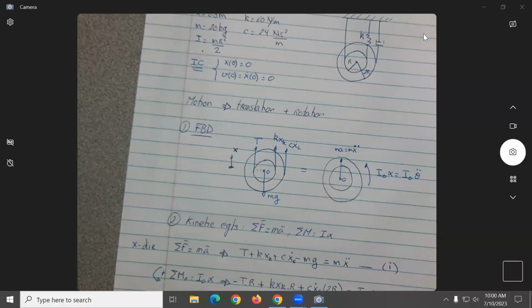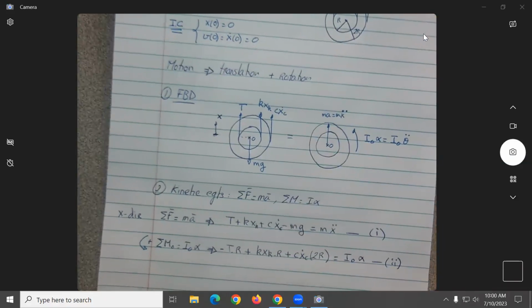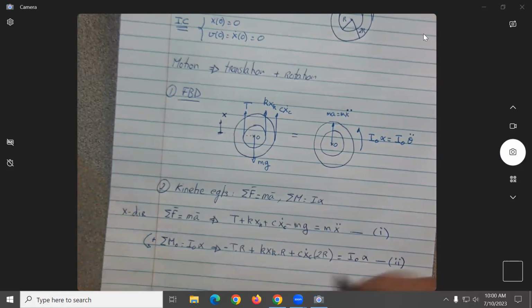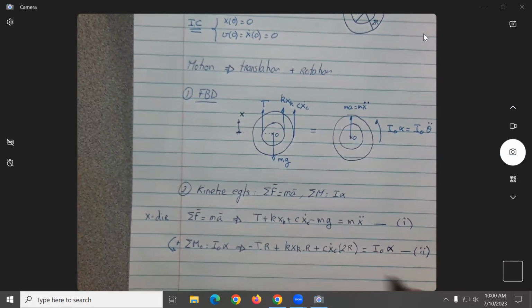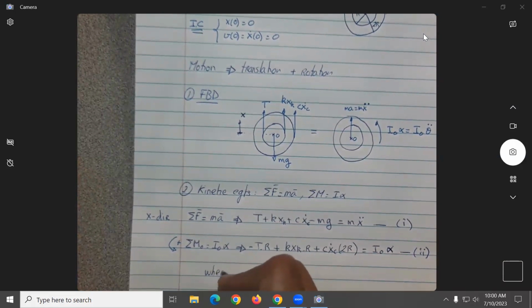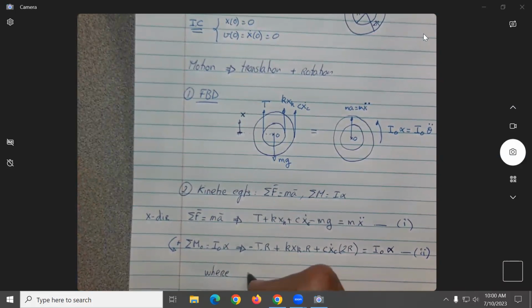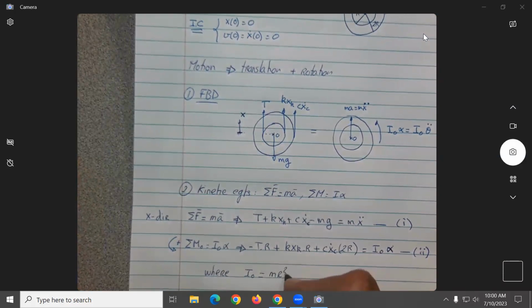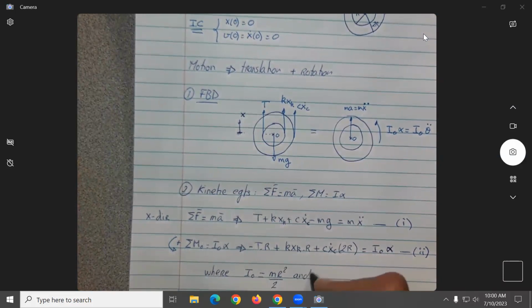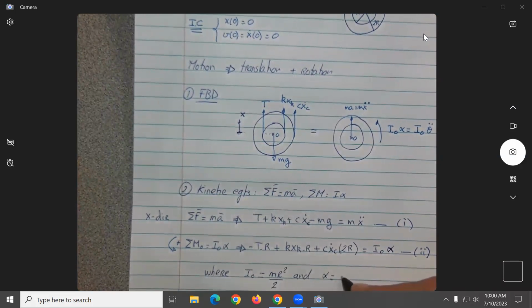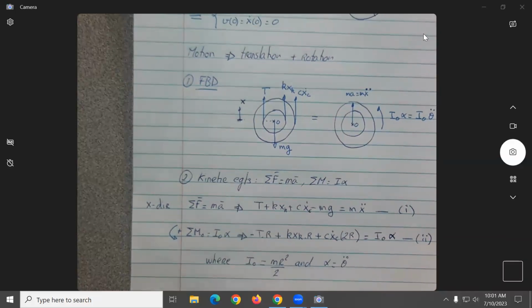Okay, so now let's say we have this. And here I'm just going to put some simple equations, where in these ones we know very easily that I sub naught would be equal to m r squared over 2, but I might leave it as I sub naught. And alpha we know will be equal to theta double dot. Okay, if we wanted to write that.